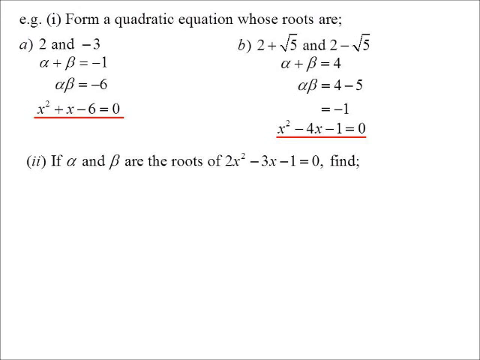So if alpha and beta are the roots of this particular equation, we'll start with the basic ones, alpha plus beta. Well, it's just remembering minus b on a. So in this one, it'll be 3 on 2. Alpha beta. C on A, minus a half. Alpha squared plus beta squared. Now it's really tempting to say that that's just, alpha plus beta all squared. Unfortunately, that wouldn't be the answer.